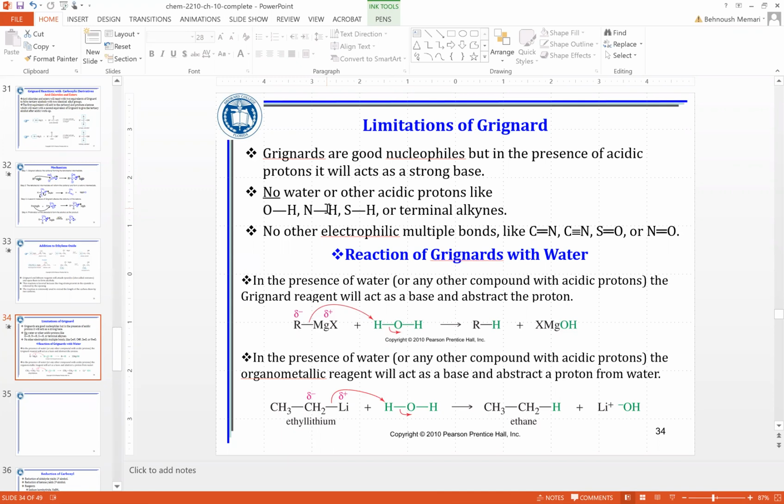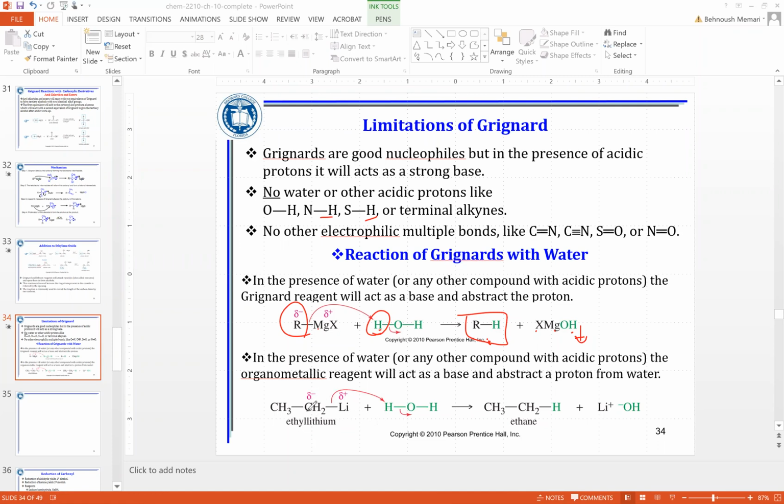because just like water, it's going to gain hydrogen and change to alkane, and OH would be replacing this R group here. You get XMgOH, and this is like a precipitate. It is unreactive. So you start with a reactive reagent, which you need for this reaction. But if you expose it to water or any acidic hydrogen, it can go to alkane, and alkane is not going to give you alcohol.